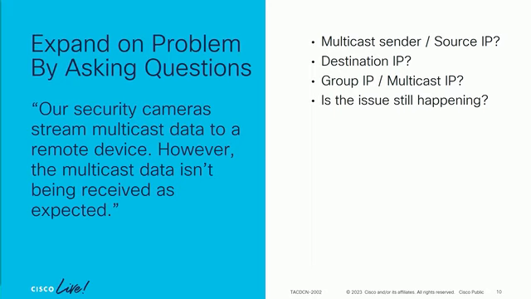Is the issue still happening? The reason why we ask this is if the issue is not happening at this moment, we need to look at historical logs. It's going to change the way we troubleshoot. In our example, the issue is still happening, so we can look at the state of the switch as it's happening. Is the issue intermittent?